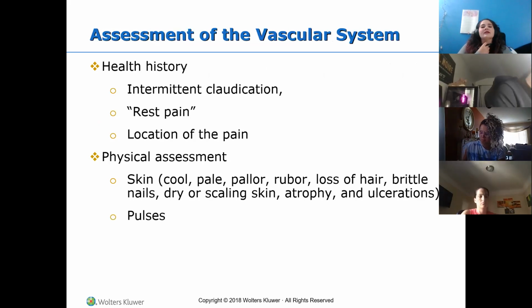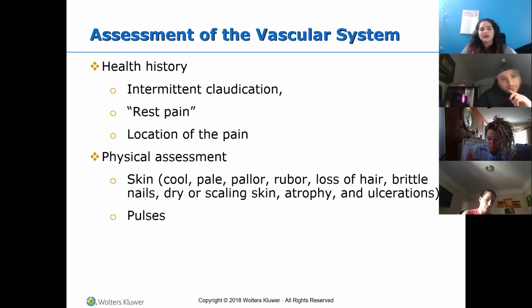The assessment of the vascular system: you have health history, intermittent claudication, rest pain, which is pain that doesn't go away with rest. Sorry, you're right. The location of the pain, and your physical assessment.